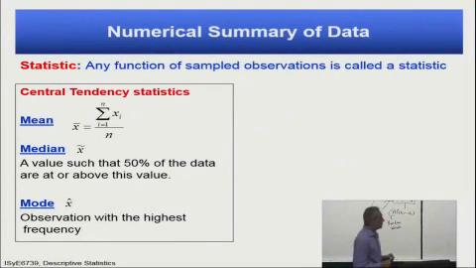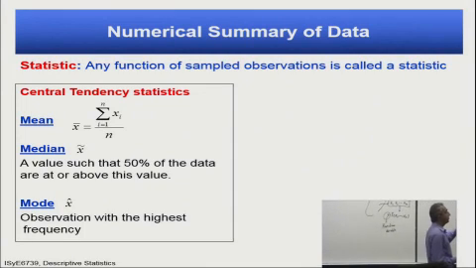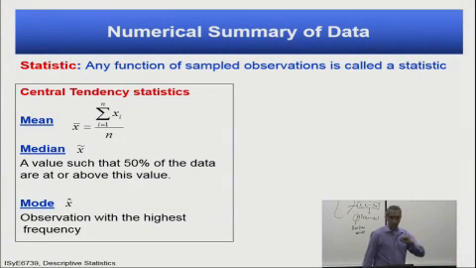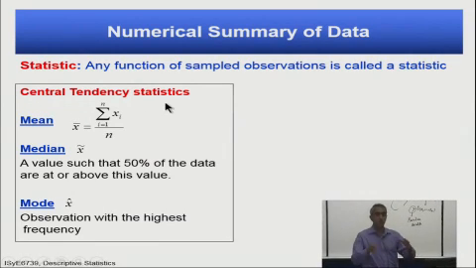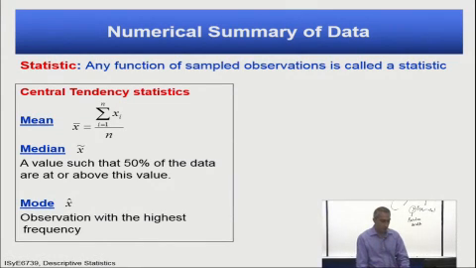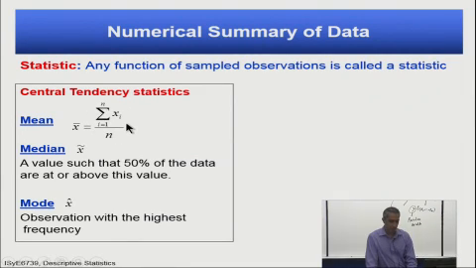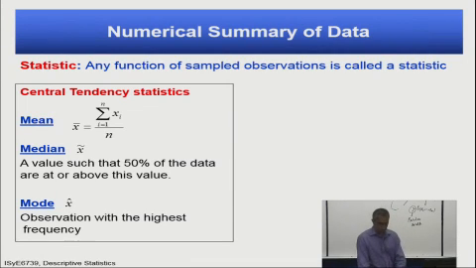Now, some of these statistics are useful for summarizing data. We have a category called central tendency statistics, which show where the data are centered. Where is the center of data? We have mean. You already know, it's like a simple average. You add them up and divide by the sample size. You have median. Median is the point where half of the data is less than that, or half of the data is above that point. Mode is the observation with the highest frequency.